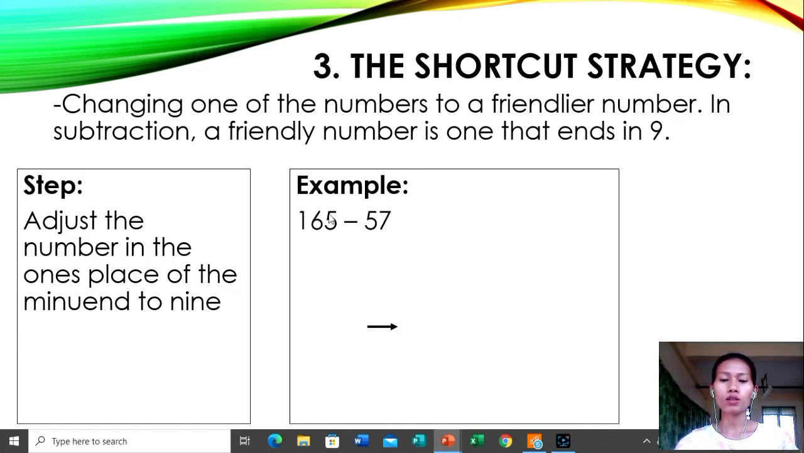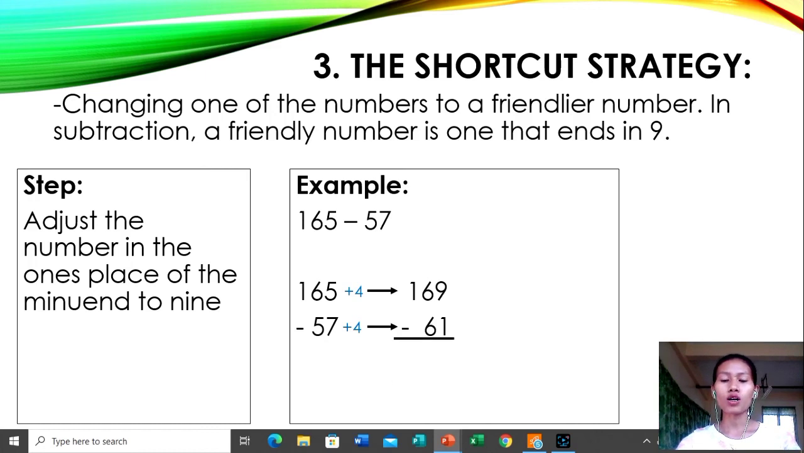So, paano po natin gagawin yun? Mag-a-add po tayo. So, gagawin po natin siyang 169. So, 9 na po yung naging ones place value. So, paano nangyari yun? Nag-add po tayo ng 4. So, paano naging 169? Nag-add po tayo ng 4 para maging 9 yung ones place value. Since na nag-add po tayo ng 4 dito sa 165, mag-add din po tayo ng 4 dun sa 57. So, magiging na po siyang 61.